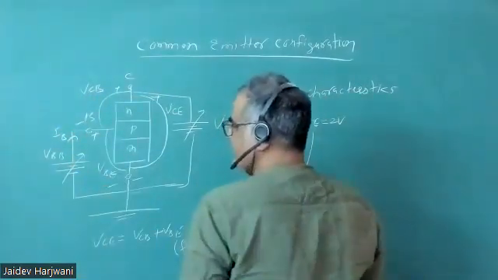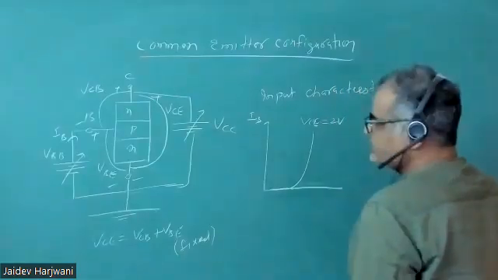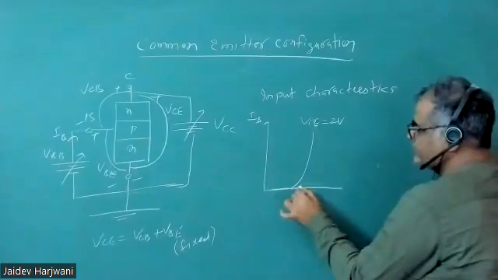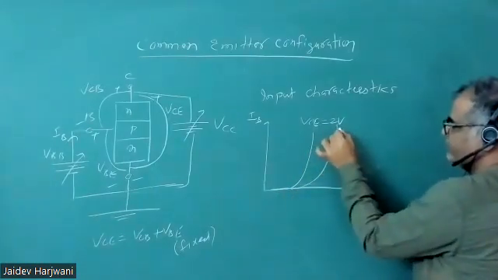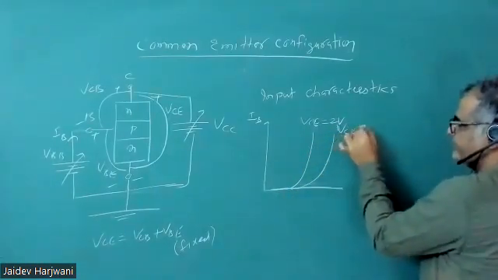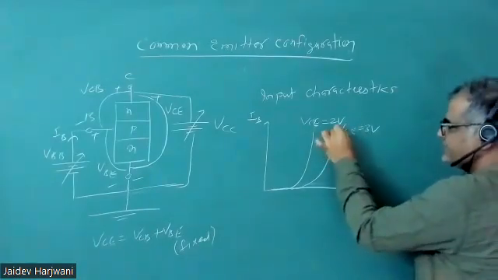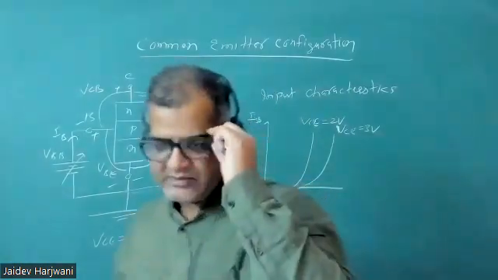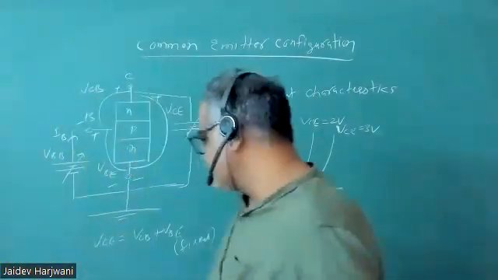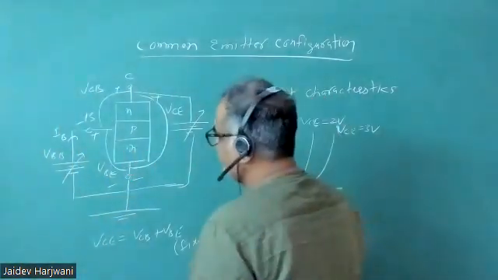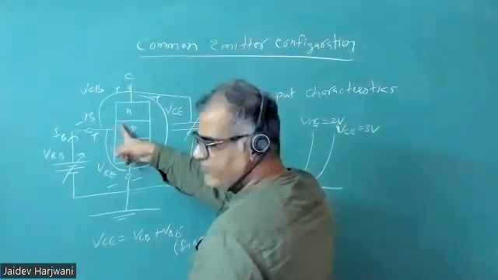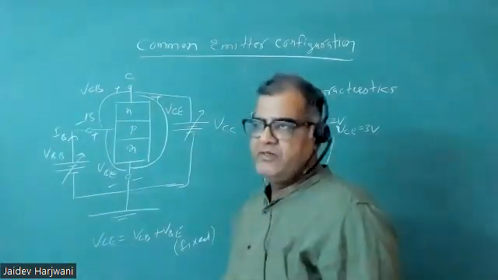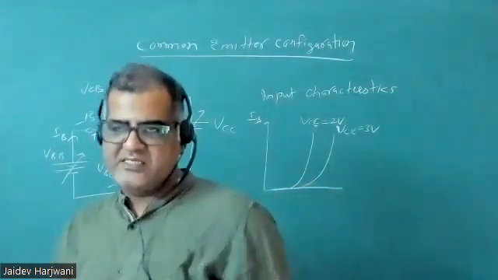Now suppose I increase the VCE to 4 volt or 3 volt. When I increase the VCE to 3 volt, automatically my VCB increases. My VCB increasing means my reverse bias increases, and when my reverse bias increases, this depletion layer width will increase. And depletion layer width increase means your IB goes down because the base thickness decreases.